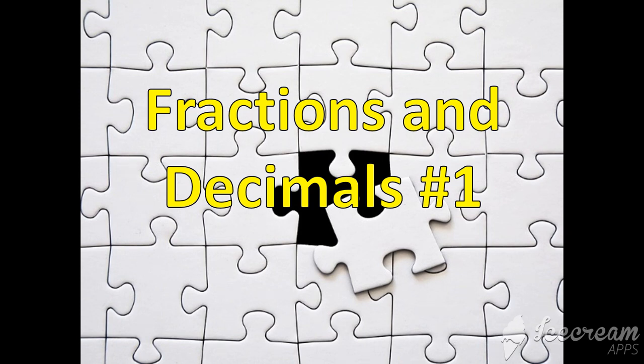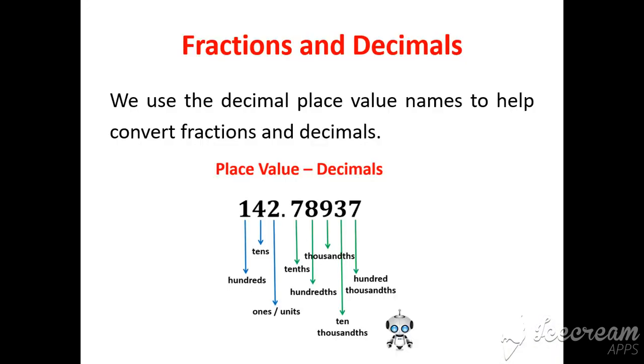We're going to chat about the relationship between fractions and decimals. So we use the decimal place value names to help convert fractions and decimals. Remember, we have the decimal point separating whole numbers and part numbers. We have on the left ones, tens, hundreds, and so on. And on the right, we start with tenths, then hundredths, then thousandths, and so on.